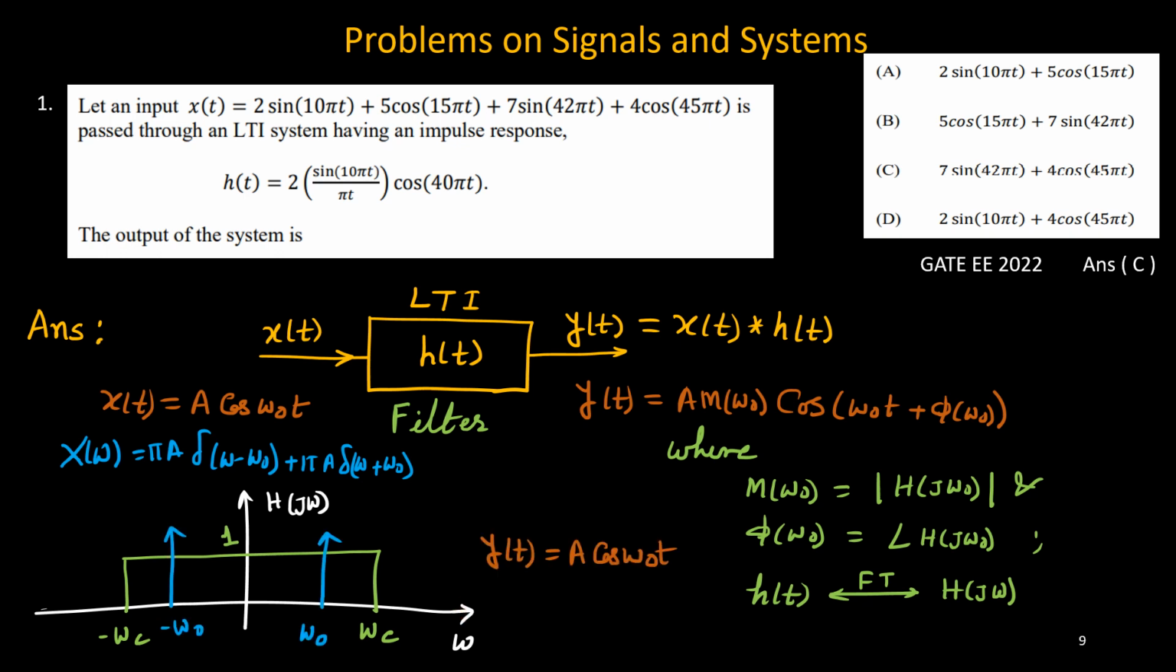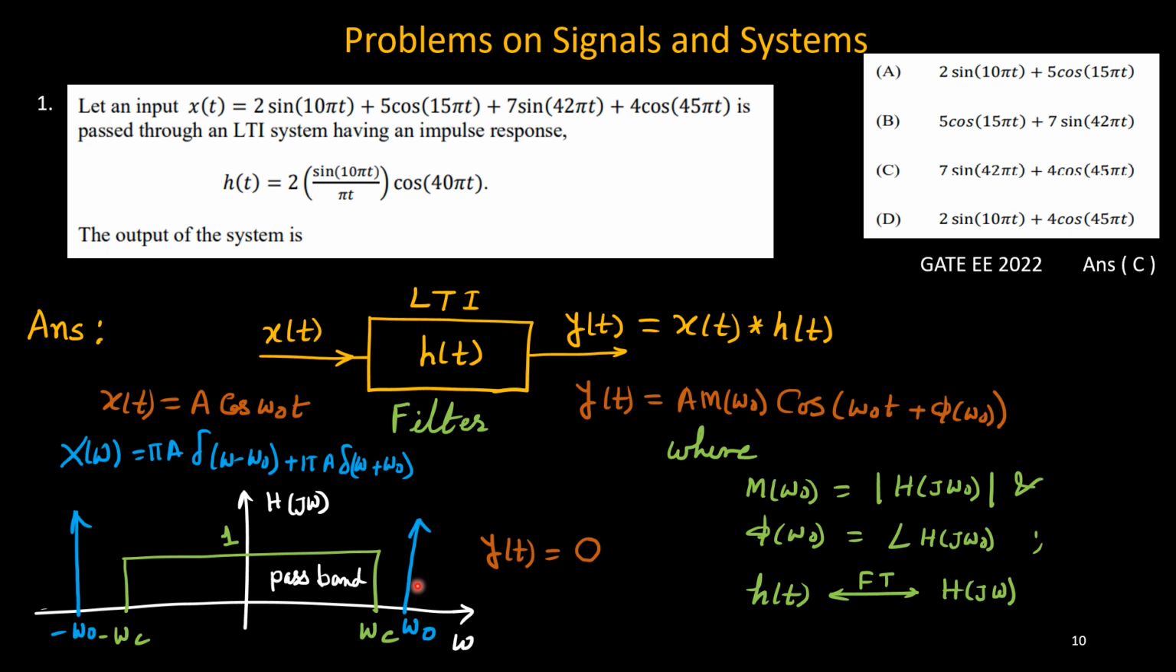That I can show in this way: if this omega naught is within this omega c, so these are the spectra for the input signal. If the input signal is within the pass band of the system, then the signal will be available at the output end. Then the output is simply a cos omega naught, the same. Input and output are the same. However, if this x of omega naught has these two impulses at omega naught and minus omega naught, which are beyond this pass band, then the output will be 0 because this signal cannot pass through the system. This is within the stop band. So this is the main philosophy of filters.